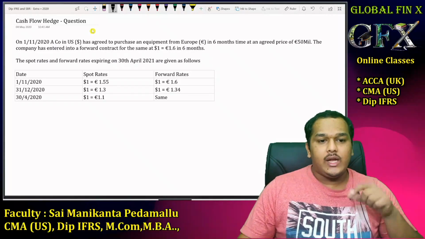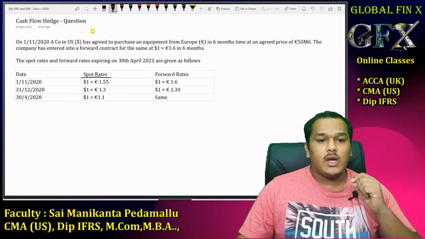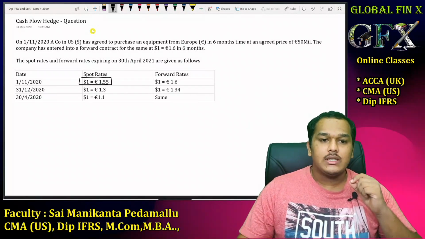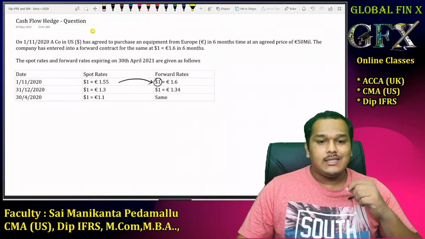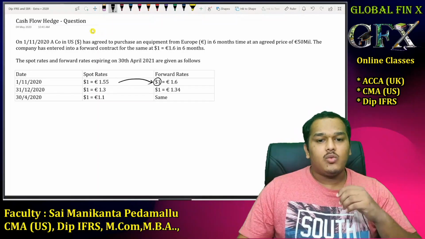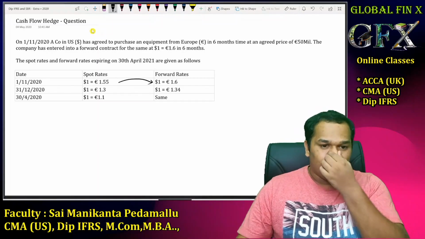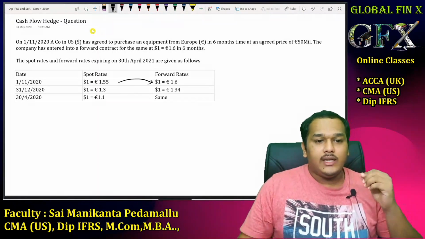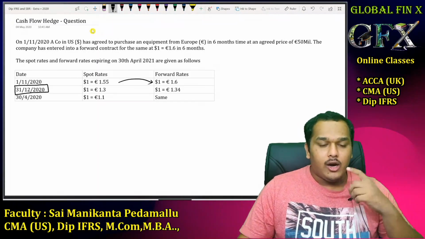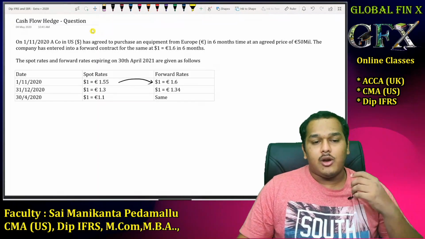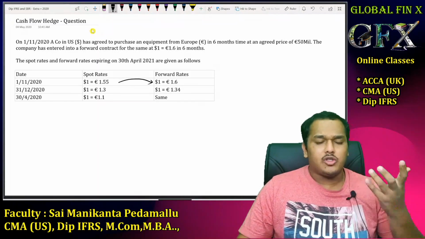So today, right now, the spot rate is $1 equal to 1.55 euros. And at this date, you have agreed to a forward contract for exchanging $1 with 1.6 euros. And at the reporting date, that is the 31st December 2020, when you are preparing your financial statements, your balance sheet, your statement of financial position, whatever you want to call it.